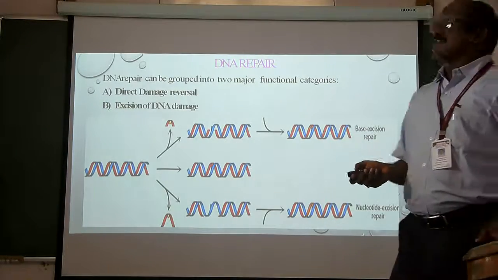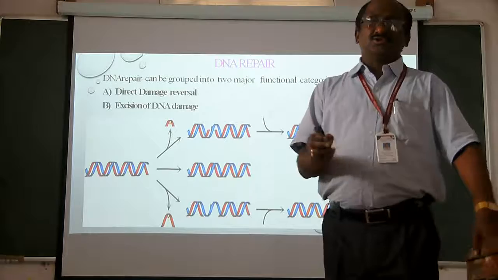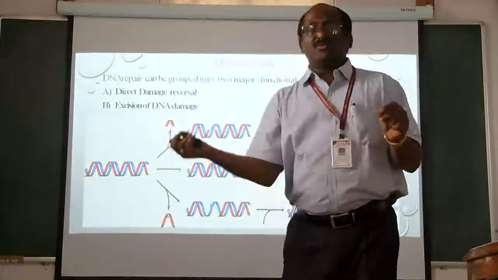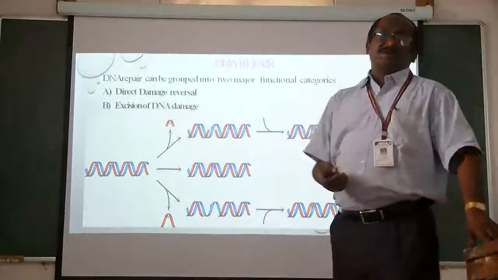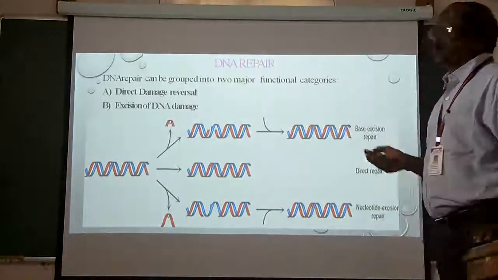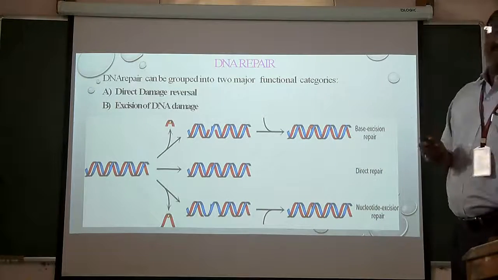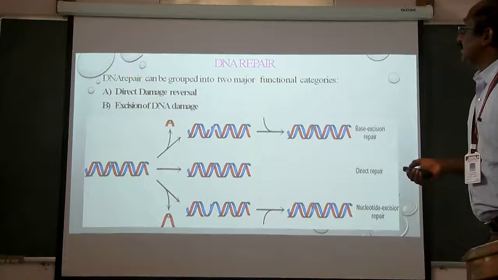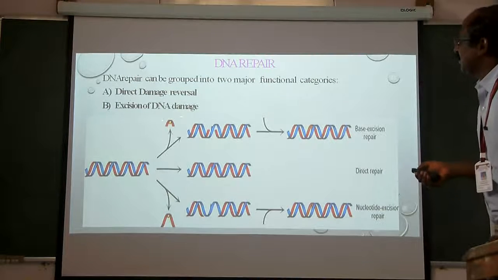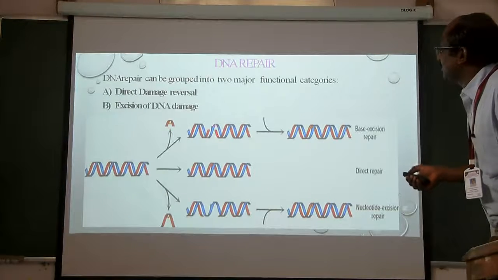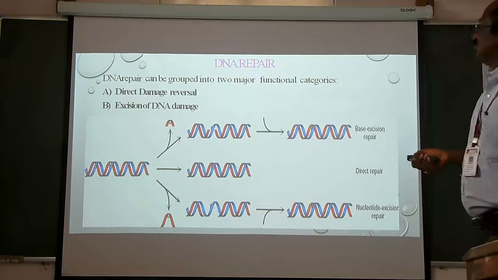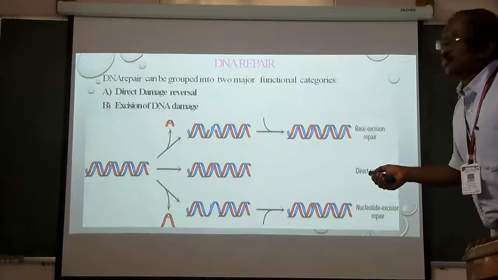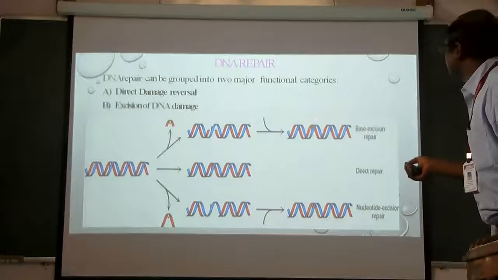And next is the excision of the DNA damage. That small piece of DNA damage is excised, meaning cut out, and it is removed and replaced by a small piece of DNA. So these are the two kinds of repair mechanisms we are supposed to see. You can see the very first, the direct damage, where you can see a very small piece of DNA which has a damage. Where it is synthesized, you can see a new piece of DNA is synthesized and it is replaced.